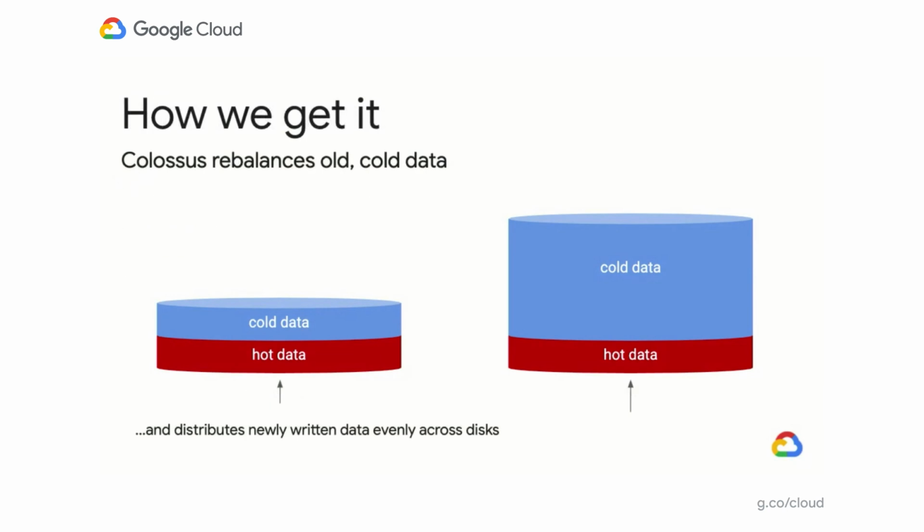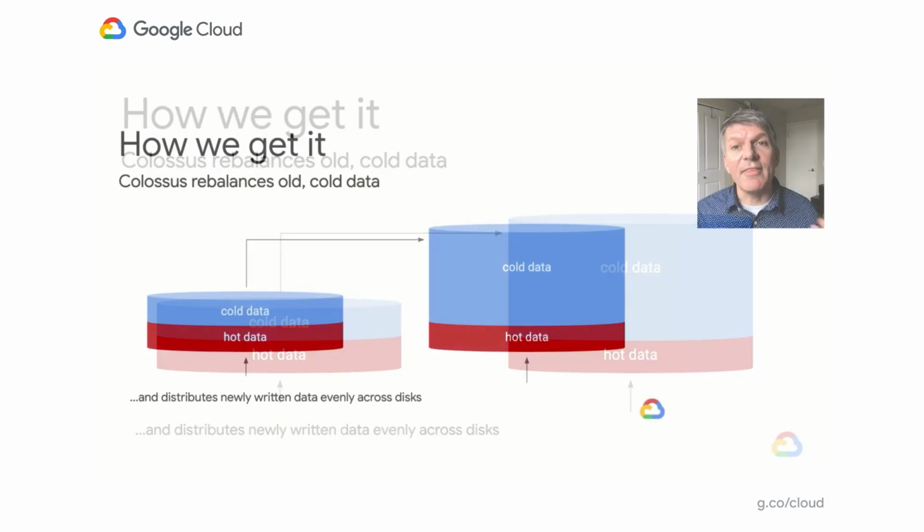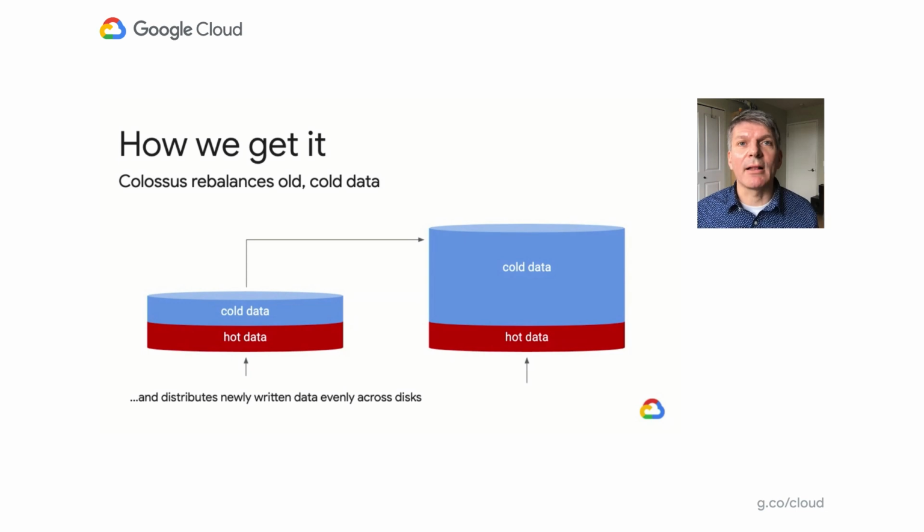To make this work, the key problem that Colossus has solved is placing data intelligently. Turns out, newly written data is typically hotter, so Colossus spreads new writes evenly across all the disks, leading to a pretty even balance of hot data. And then Colossus's background rebalancer moves older cold data to bigger drives. This works great for analytics workloads because analytics data typically cools off as it ages.